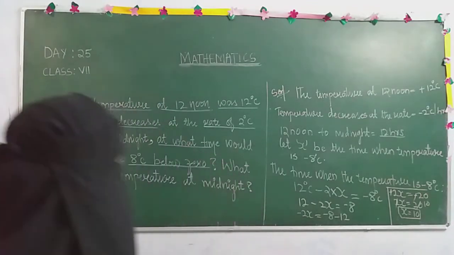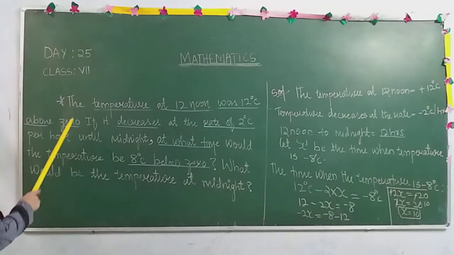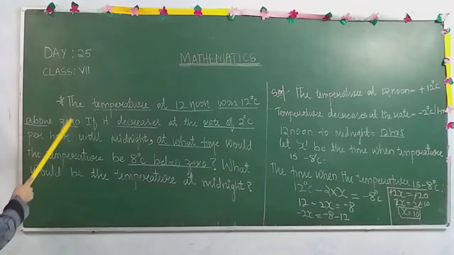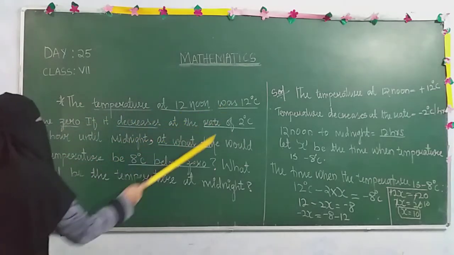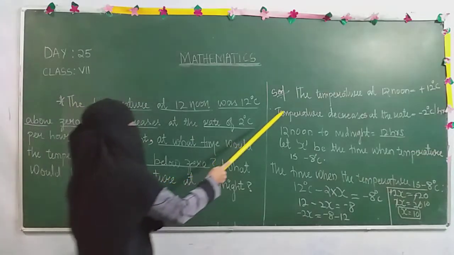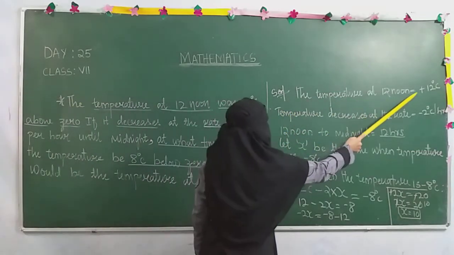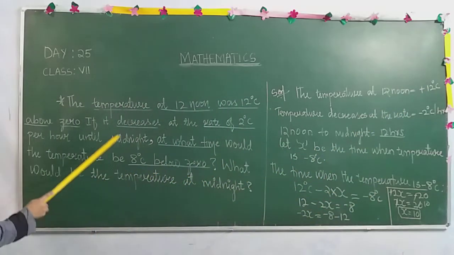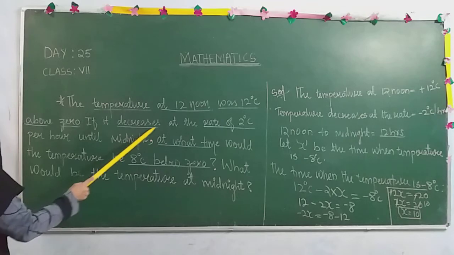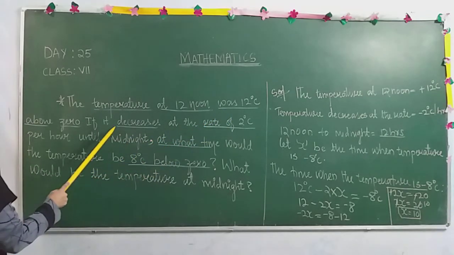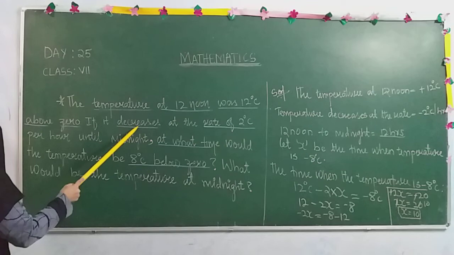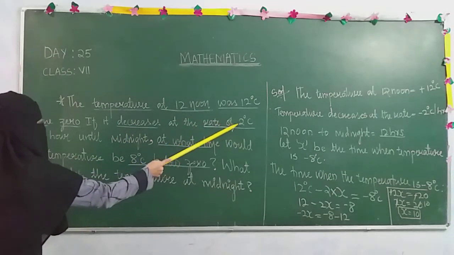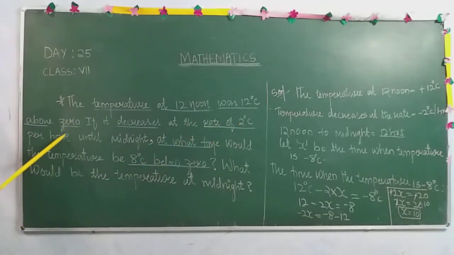Let me explain one more time. The information given: the temperature at 12 noon was 12 degrees centigrade above 0. Above 0 means we represent this 12 degrees with a plus sign. So here I have written the temperature at 12 noon is equal to plus 12 degrees centigrade. The next thing given in the question: the temperature is decreasing at the rate of 2 degrees centigrade per hour until midnight. For decreasing we use a minus sign.